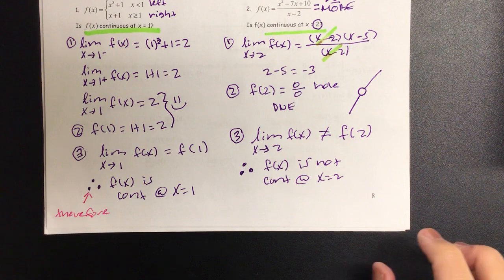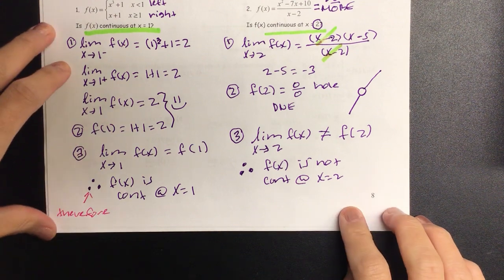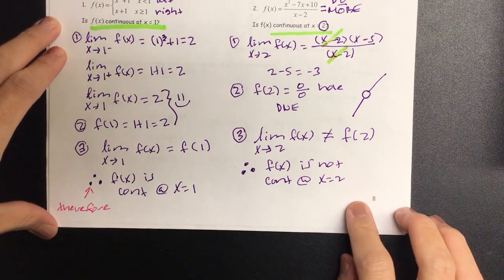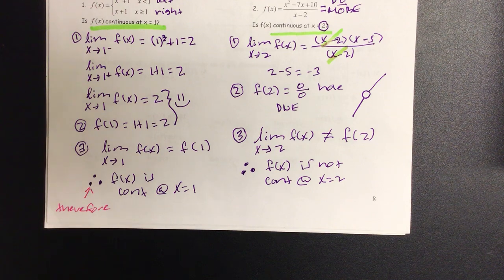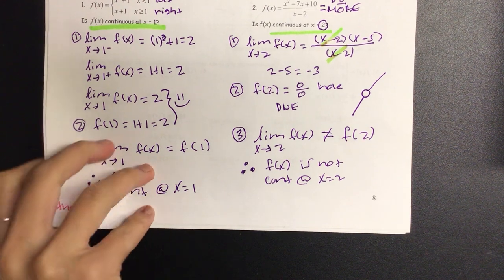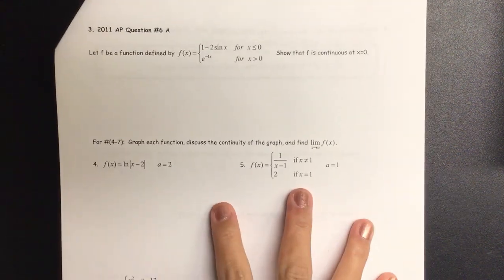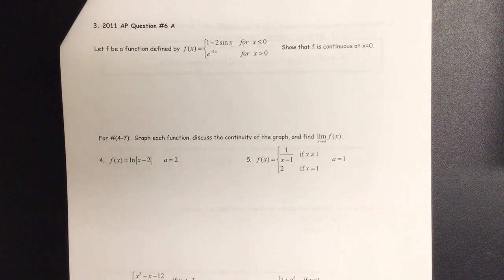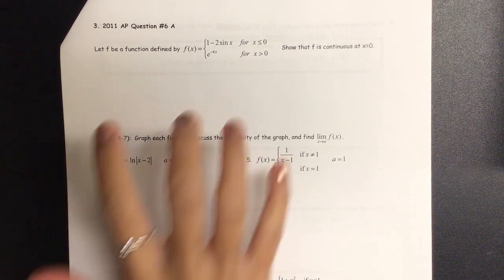So now let's look at an actual AP question that was done in the past. So if you're ready to move on, give me a thumbs up. And I'm going to throw some trig in here, but still show every single step. Michael, let's read number 3.